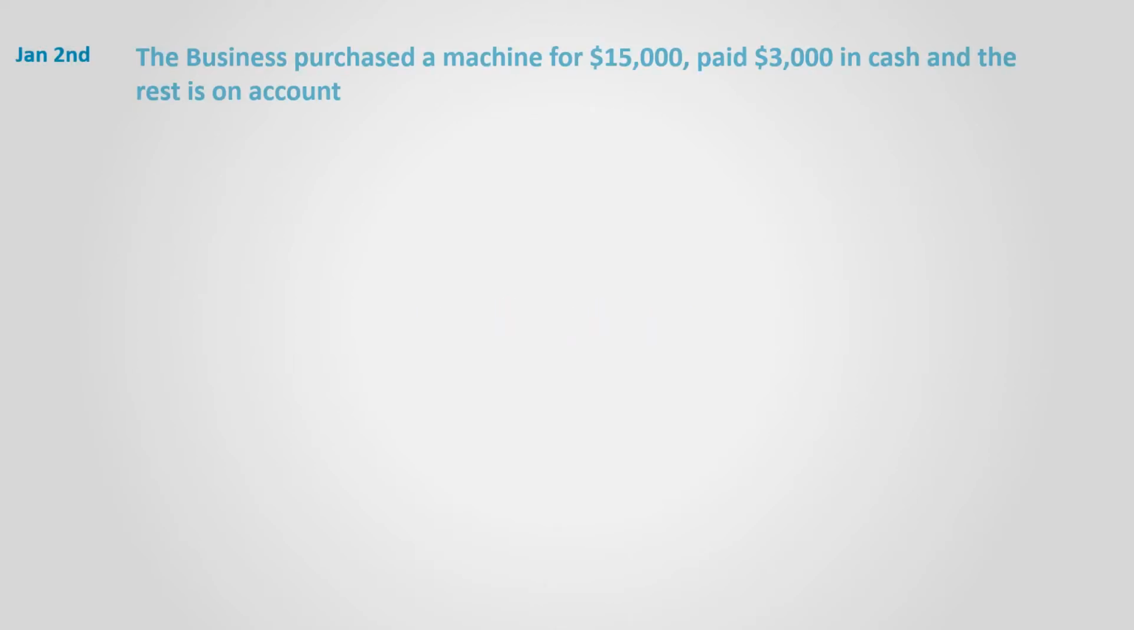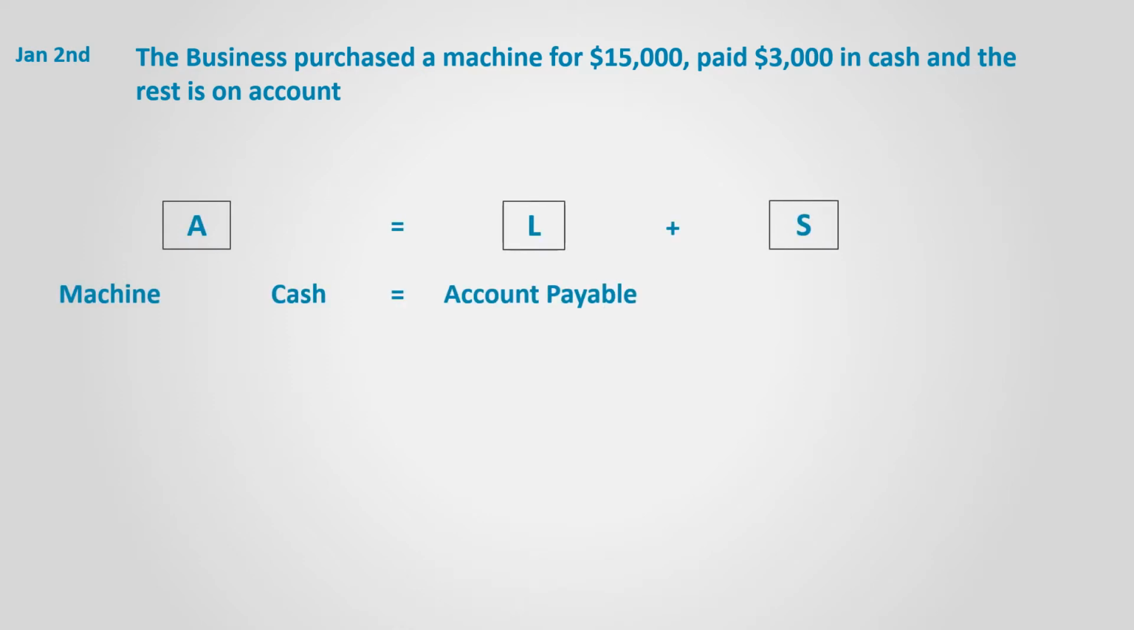Journalizing transactions. Let's assume the following transactions took place. On January 2nd, the business purchased a machine for $15,000, paid $3,000 upfront and the rest on account. By analyzing this transaction, assets increase in the form of machine by $15,000 and decrease in the form of cash by $3,000. On the other side of the accounting equation, accounts payable increases by $12,000. The two sides of the equation are now balanced.